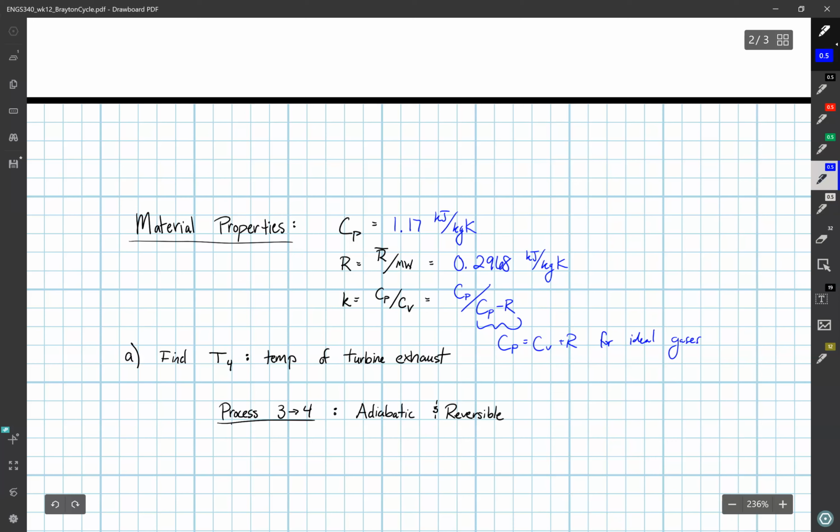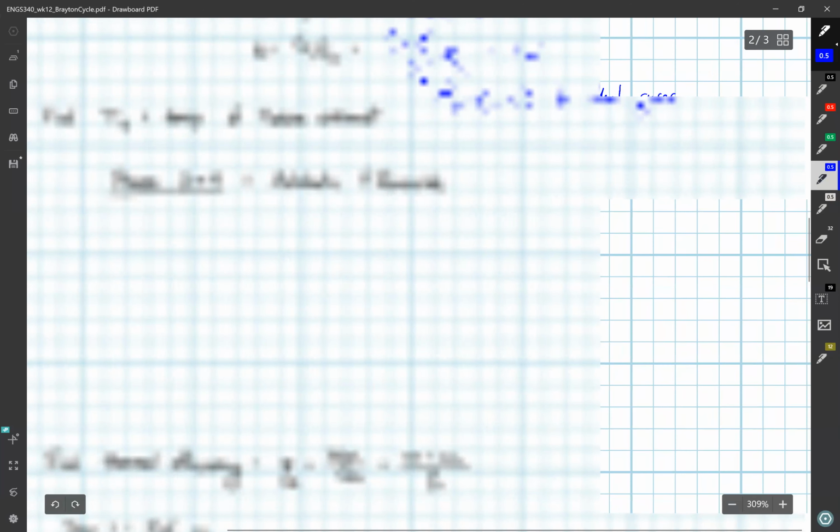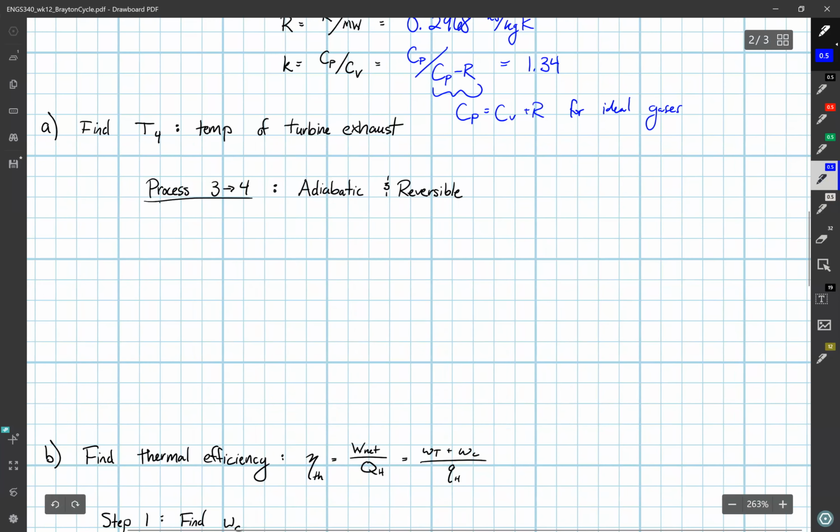So we can use that same relation to determine what our K value is. If we plug in numbers, 1.17 divided by 1.17 minus 0.2968, we would get a K value of 1.34. K doesn't have units. It's a unitless ratio of the two heat capacities. Once we have those, we can actually start to run through the different calculations that we have.